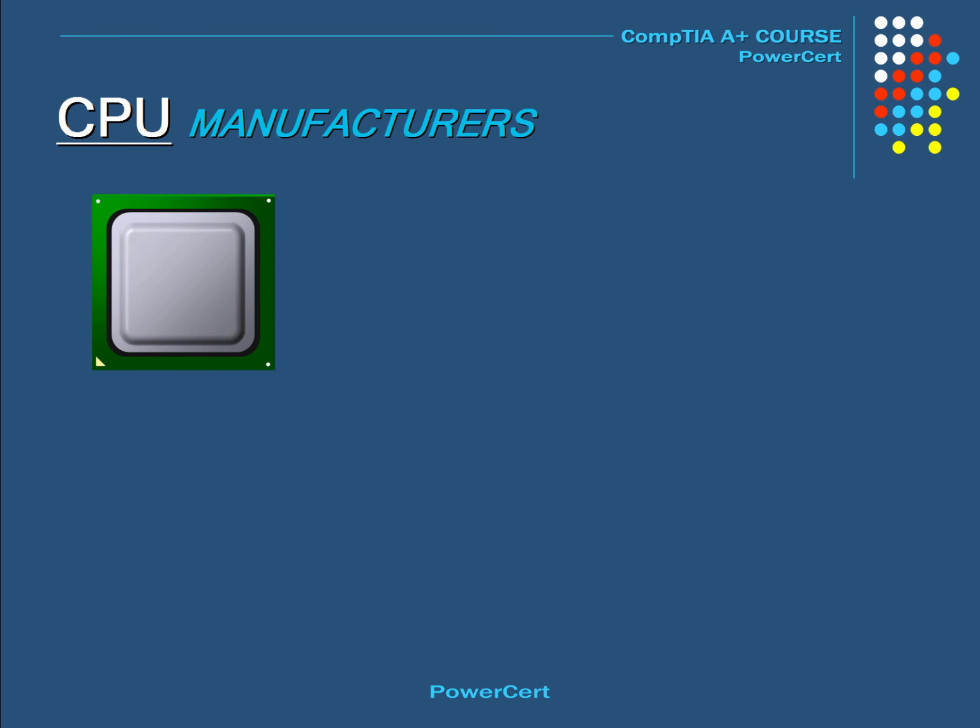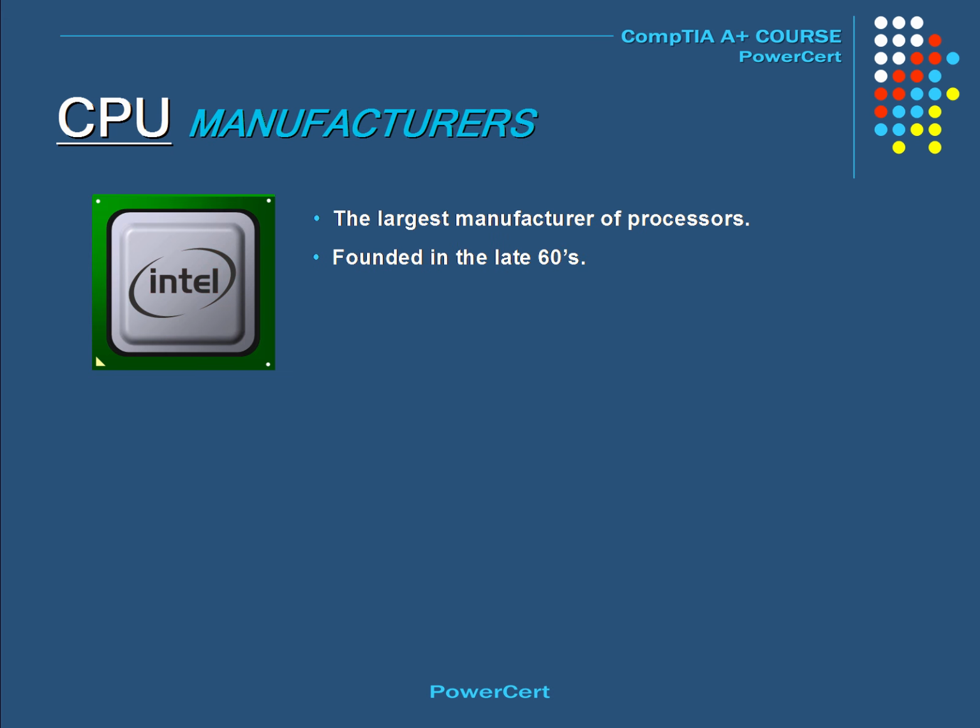Two of the biggest manufacturers of processors are Intel and AMD. Intel, being the largest manufacturer of processors, was founded in the late 60s and has since dominated the CPU market for a number of years until the rise of AMD started to become its chief competitor. Some of the Intel processors are known as the 286, 386, 486, Celeron, and Pentium processors.